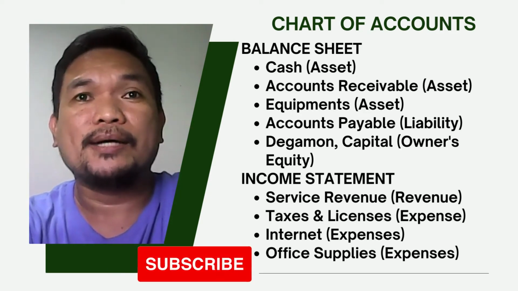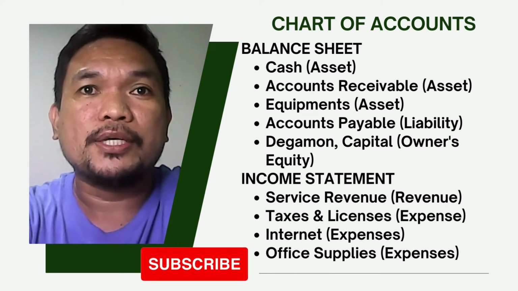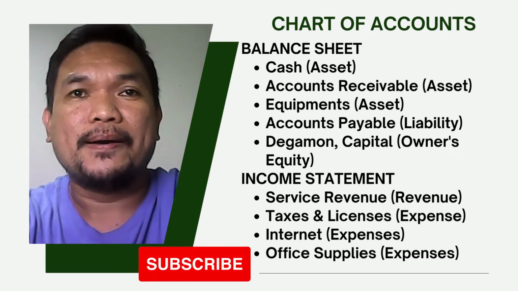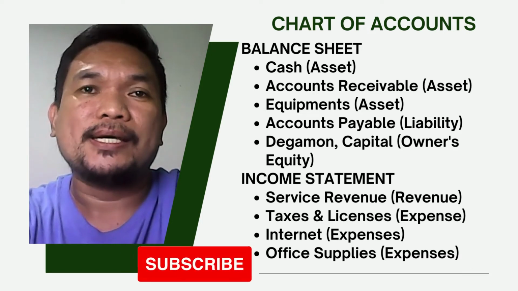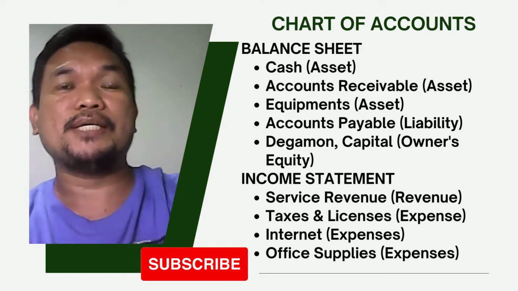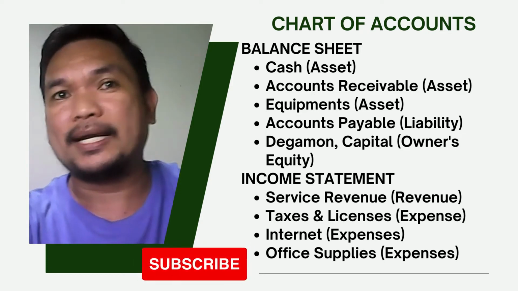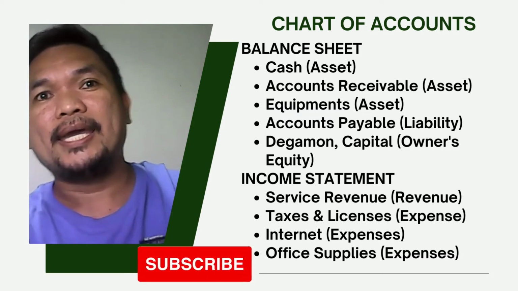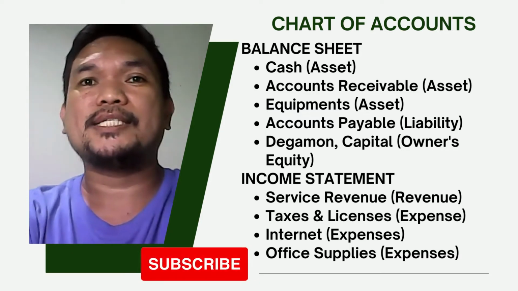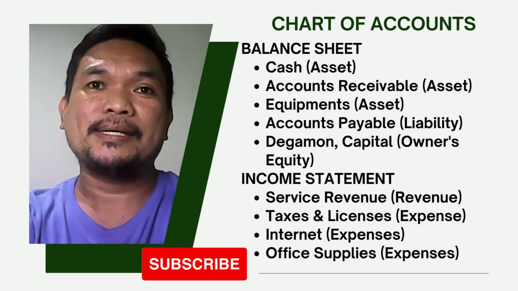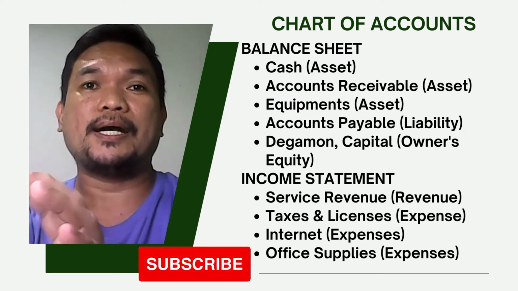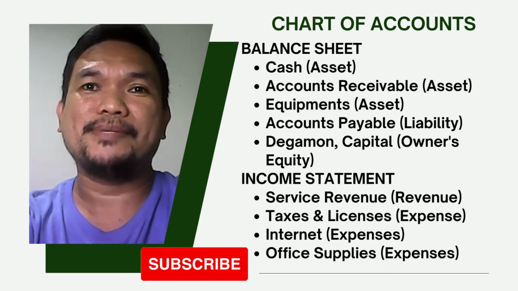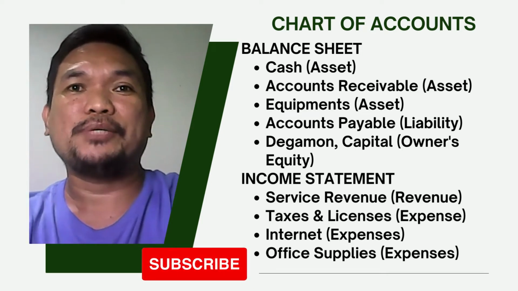For balance sheet accounts, I am using the cash account. That is an asset, so that's part of the asset accounts. And also accounts receivable, this is also an asset account. So equipments, this is an asset account. And then also accounts payable, this is under the liability account. And then of course, my capital, so Digamon Capital, that's actually my surname, and that's owner's equity.